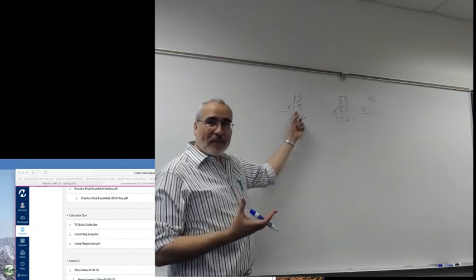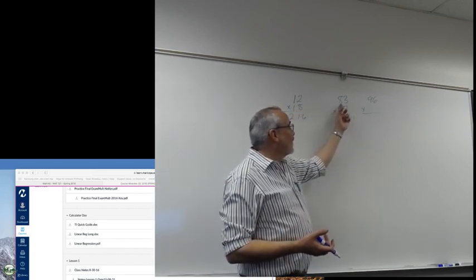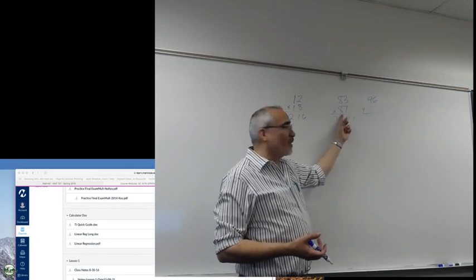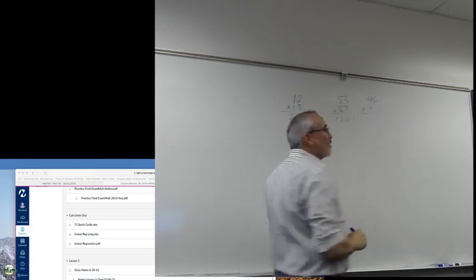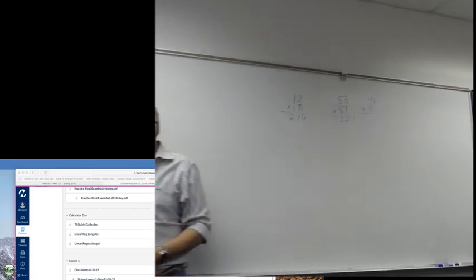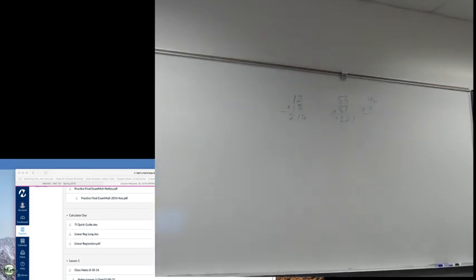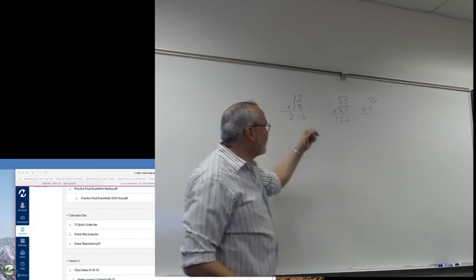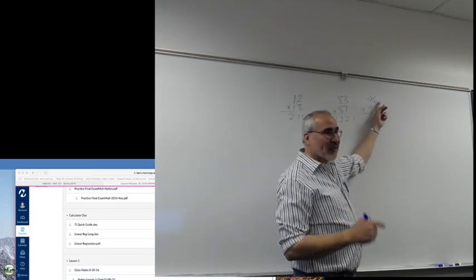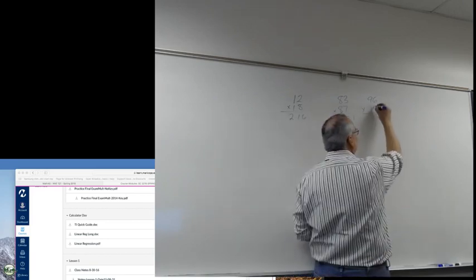Let's look at these numbers. They gave me 12. I came back with 18. They gave me 83. I came back with 87. We're matching the first number. That's good. For the second number, what am I doing? You got it. 8 and 2 is 10. 3 and 7 is 10. So 6 and 4 is 10.